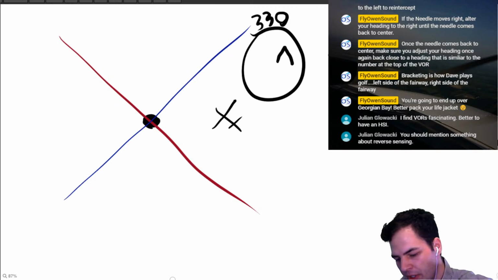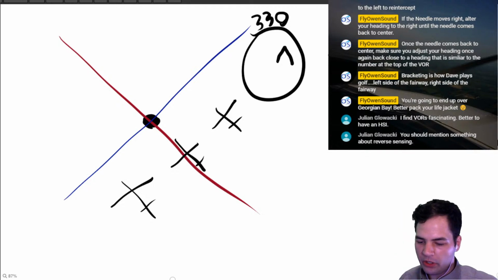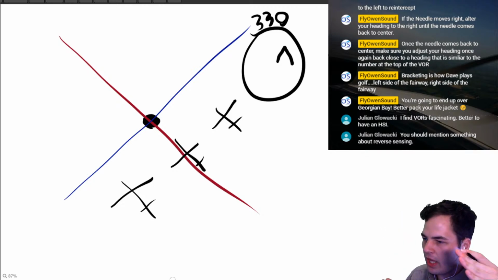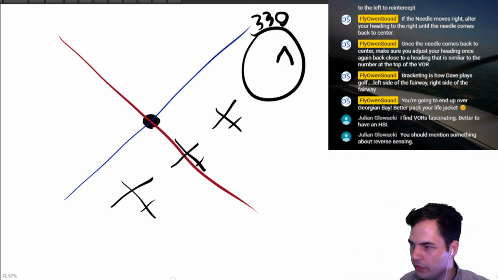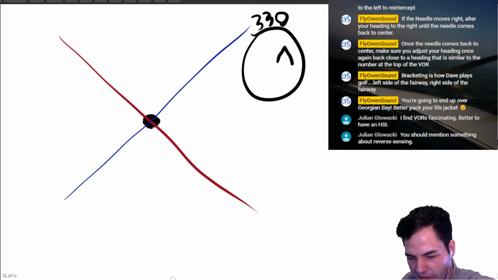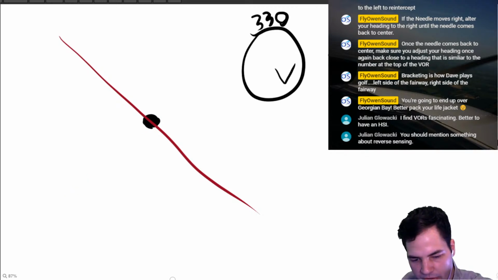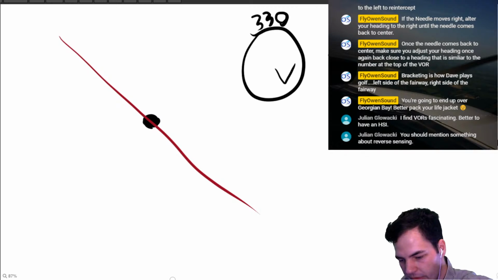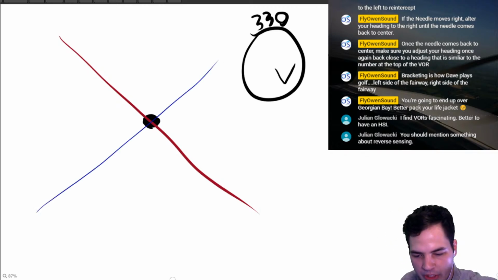Maybe I'm over here. Maybe I'm over here. Maybe the needle's even centered and I'm right here. But all of this is a to indication. Fly that way to get to the VOR. The opposite is true with a from indication. If I had a from indication here, otherwise it might literally say from, or just a down arrow from indication.